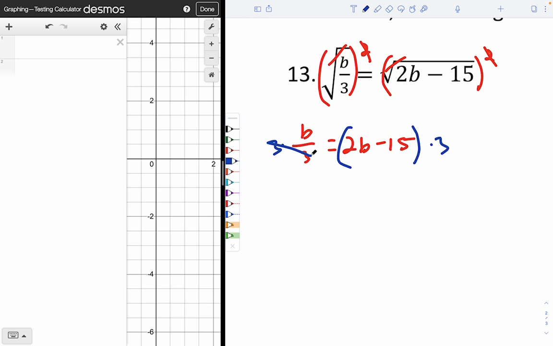Then on the left-hand side, the 3's cancel out, and we have b equals. On the right-hand side, the 3 times both of those would be 6b minus 45. The 3 will multiply both of those.